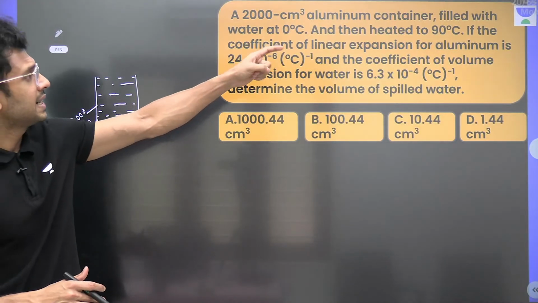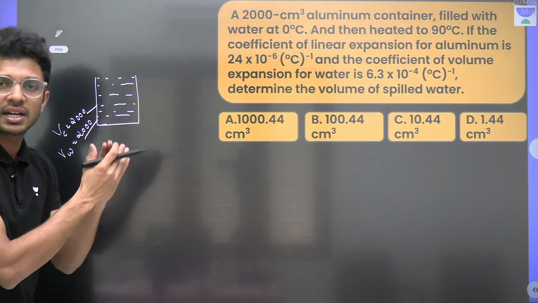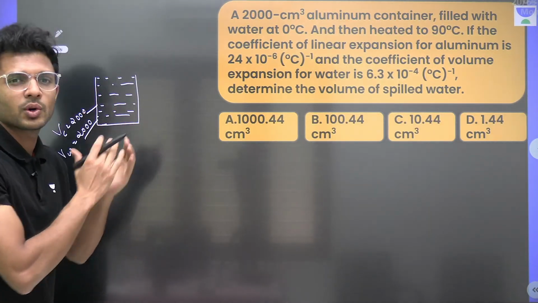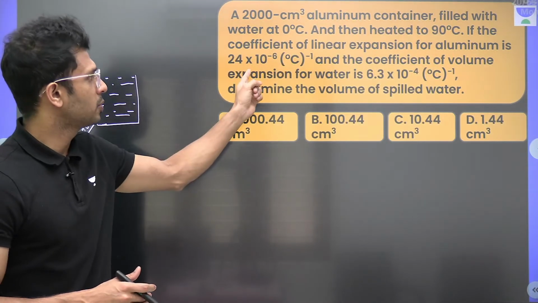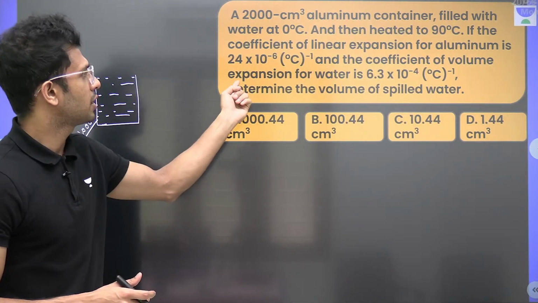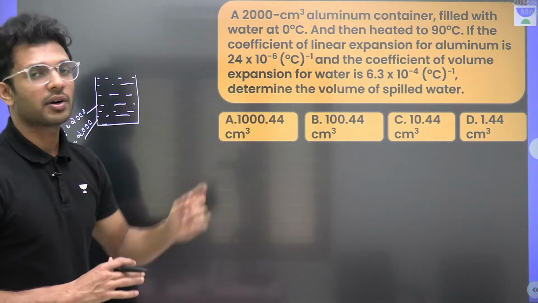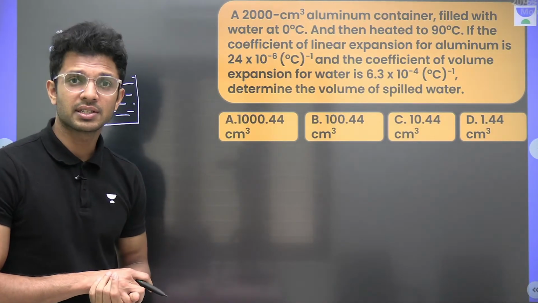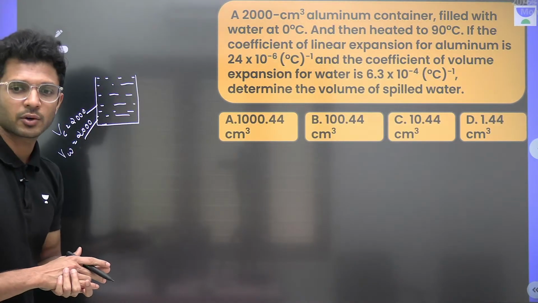Now it is heated to 90 degrees Celsius. When the temperature is increased, what happens? The container will increase its volume and the water will also increase its volume. Now, the linear expansion of aluminum is given. The coefficient of volume expansion of water is given. Determine the volume of spilled water. The question is, when the temperature is increased, how much volume of water is getting spilled out?